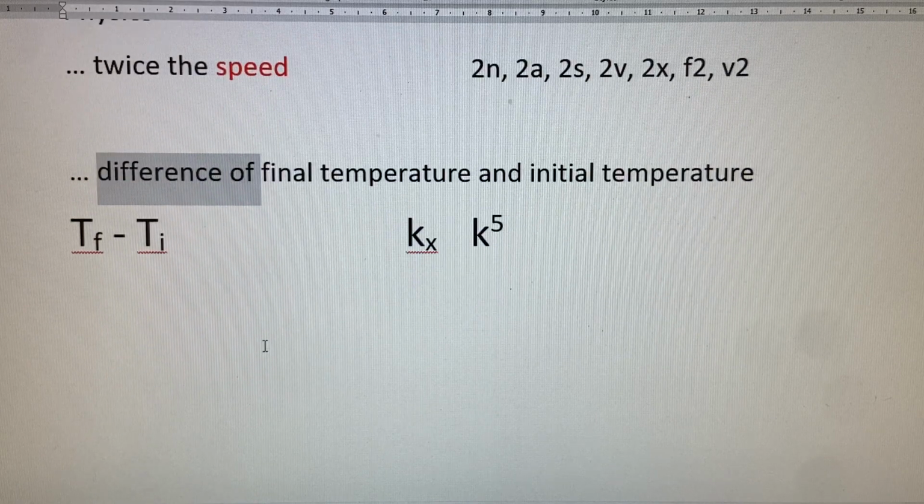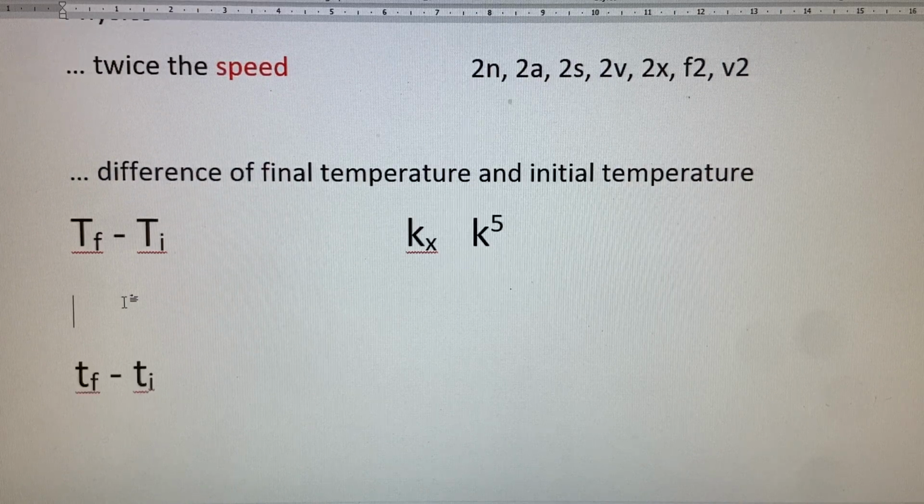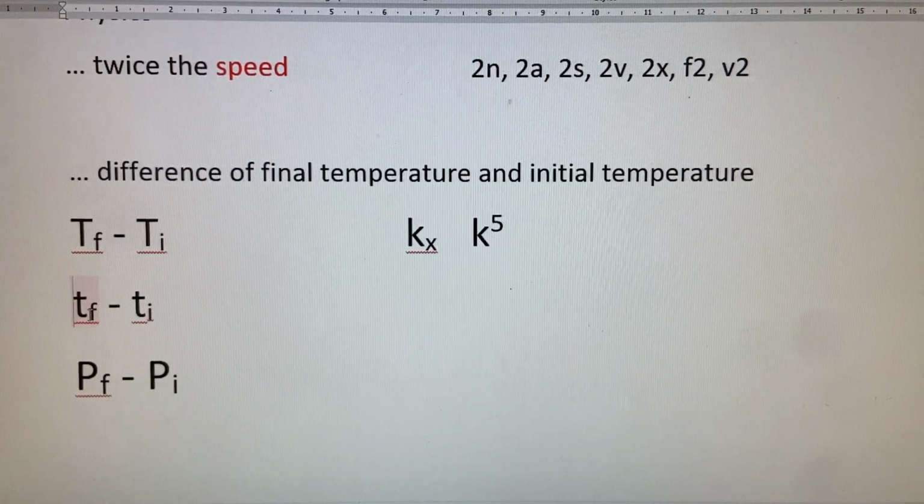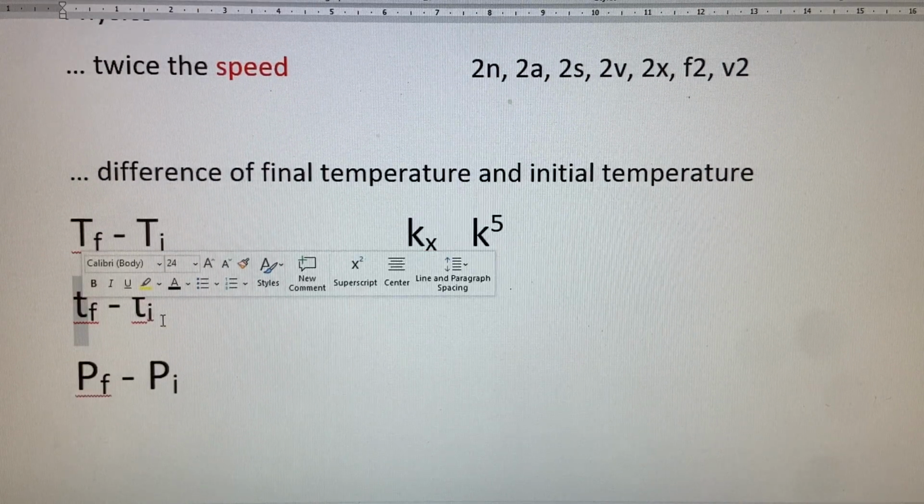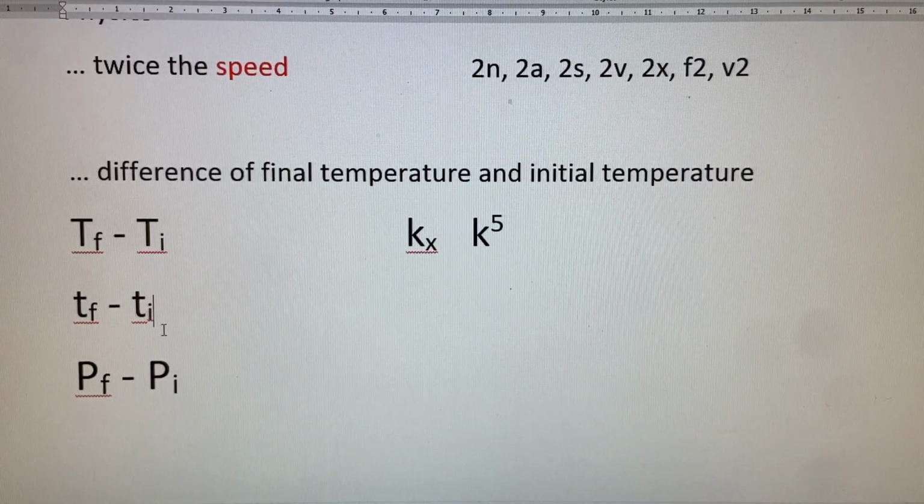I have another number of examples here that I can pull up. The same works with time, time final, time initial. You know, when you started baking and when you finished baking, say it was, I don't know, 9 a.m. when you started, and when you finished it was 10:30. So the difference between final time and initial time is an hour and a half.